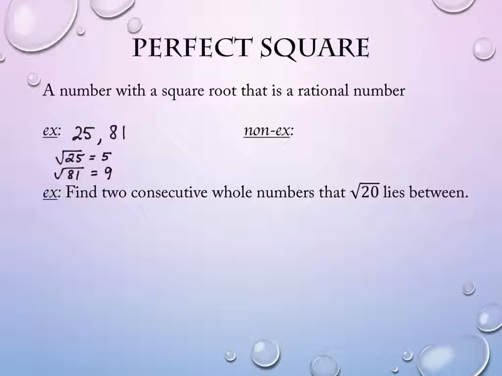A non-example, something that's not a perfect square, would be something like 52 or 30. If I try to find those values, they're not going to actually give me rational numbers. Your calculator will, by all means, turn it into a decimal approximation, but it will just be an approximation. It will not actually be a terminating decimal.